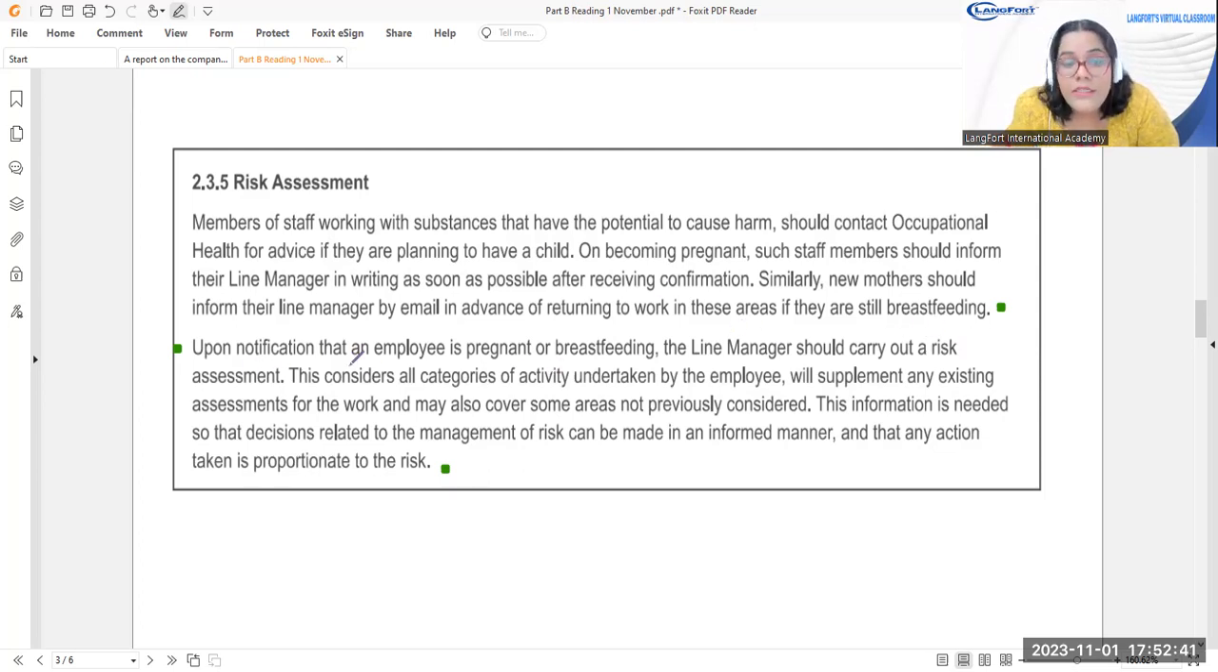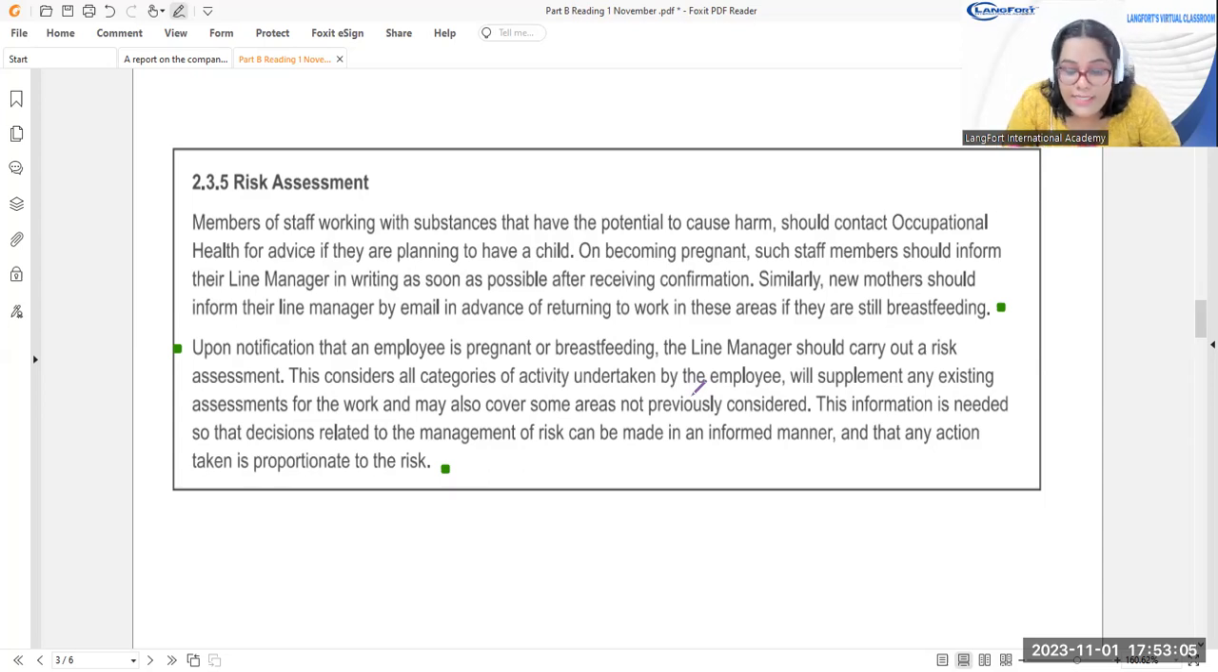Okay. So upon receiving such notification that an employee is breastfeeding or pregnant, the line manager should conduct a risk assessment. This considers all categories. So when they carry out the risk assessment, it should take into consideration all types of activity undertaken by the employee, and the risk assessment will supplement any assessments for the work. It will be added to any other assessments carried out for their job, and it also may cover some areas that were not previously taken into consideration.